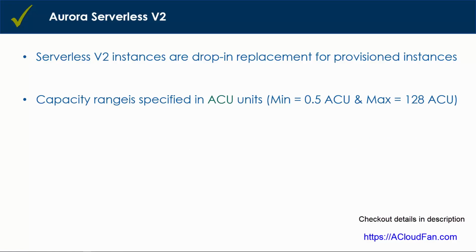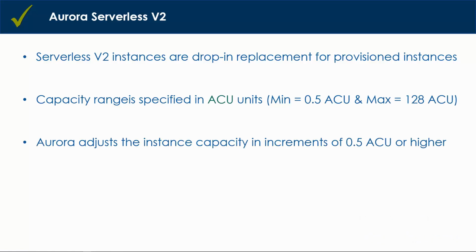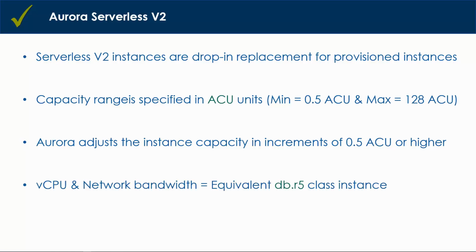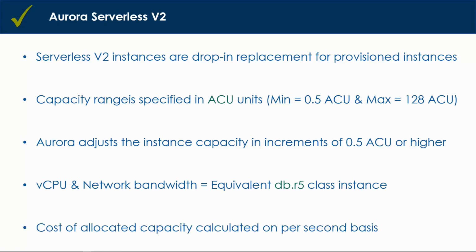Aurora adjusts the instance capacity by 0.5 ACU or higher. Key point to note is that the rate at which the capacity changes is not constant. The vCPU and the network bandwidth allocated to the instance may be estimated by looking at the equivalent R5 or R6G class instance. Cost of capacity usage is calculated for the instance on per second basis.